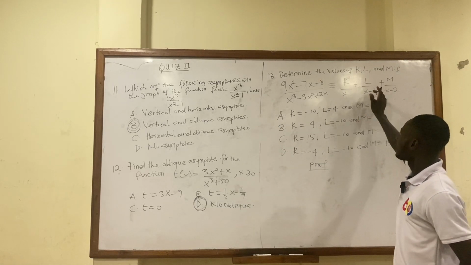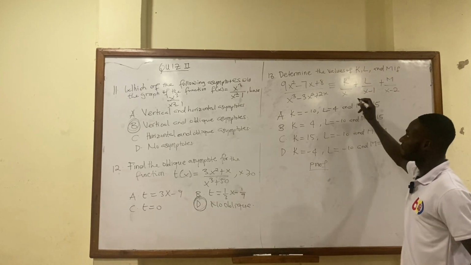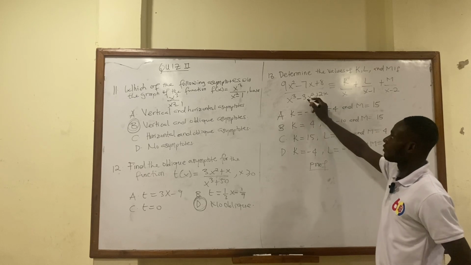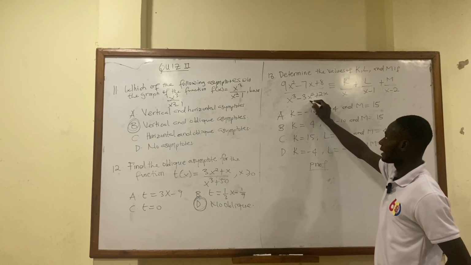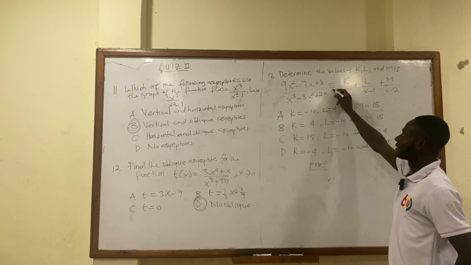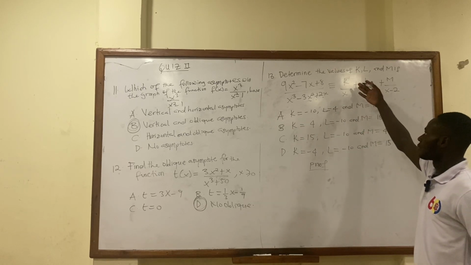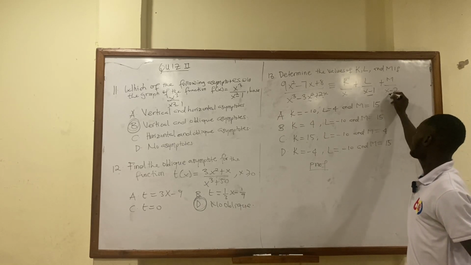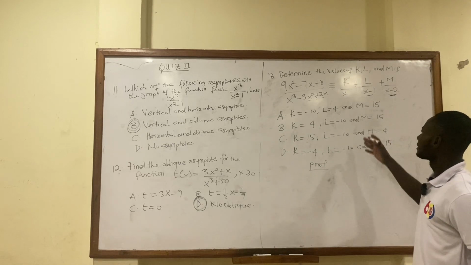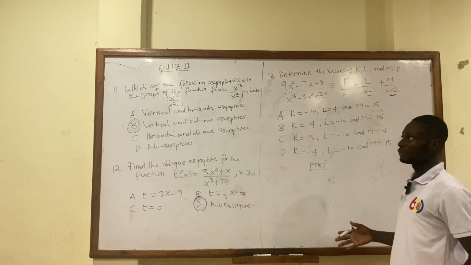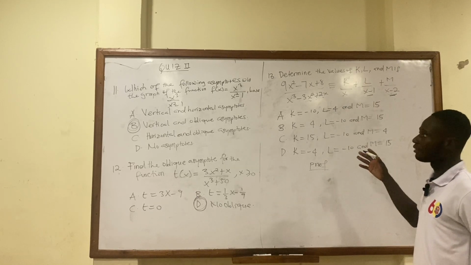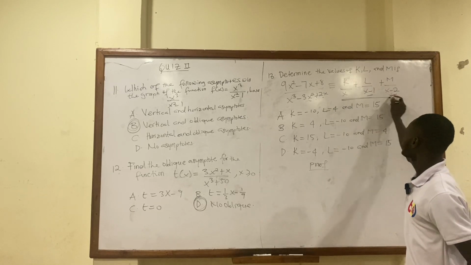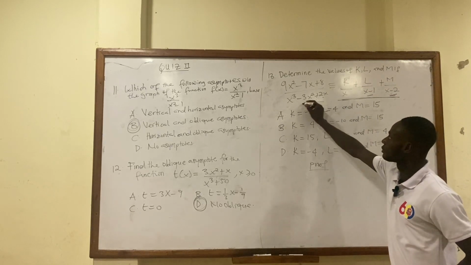Determine the values of k, l, and m if (9x squared minus 7x plus 8) over (x cubed minus 3x squared plus 2x) is equal to k over x plus l over (x minus 1) plus m over (x minus 2). They have already split the expression for you, so all you have to do is solve for the values of k, l, and m.